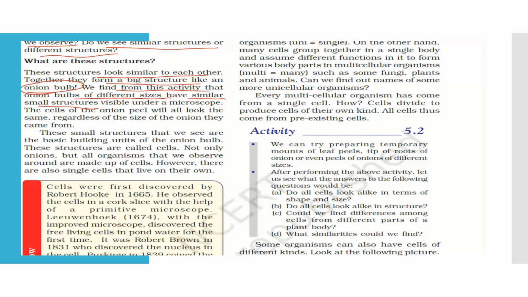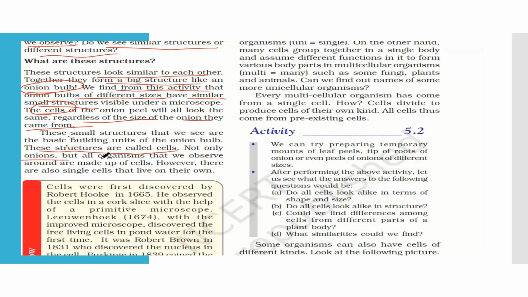So these similar smaller structures are called cells, regardless of the size of the onion they came from. So whatever onion you are taking, whatever onion you are peeling the epidermis part of and putting under the microscope, you are seeing that there are small boxes present in the onion peel, and these are called cells. That is, they are like small boxes or small rooms. So we can say that these are the basic units of the onion bulb, and these structures are called the cells.